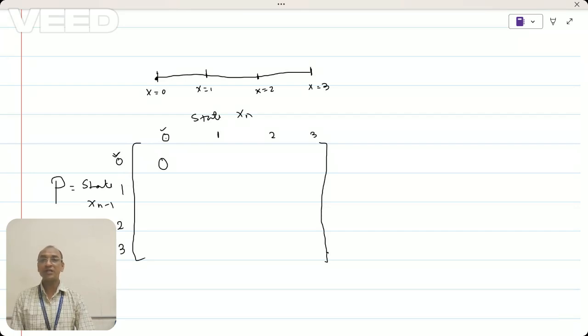Now suppose my present state is 0. From present state 0 he has no option to move left, but he has only one option, to go to x equal to 1. And so we will have the probability here 1, because he cannot move from x equal to 0 to x equal to 2. So only one option is there, x equal to 0 to x equal to 1. Hence the probability will be 1.